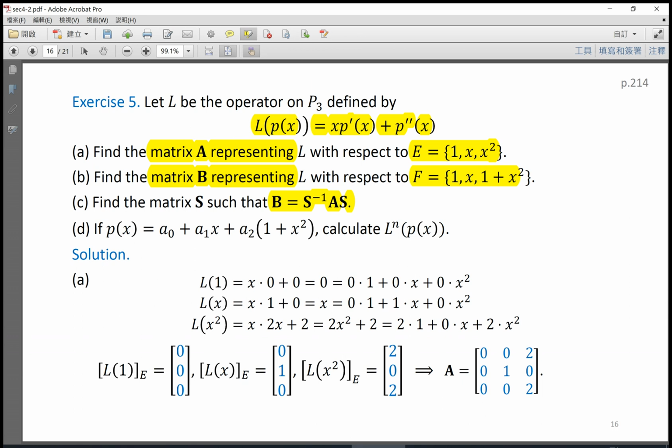In case D, we need to calculate L superscript n of P. Here, L superscript n is to apply the linear operator n times consecutively, and the input polynomial P is of the form a0 plus a1 times x plus a2 times (1 plus x squared).